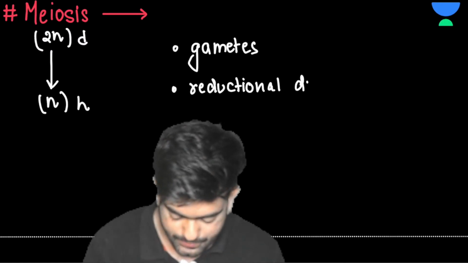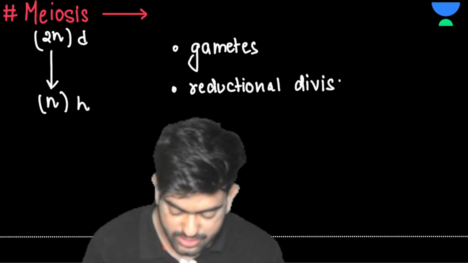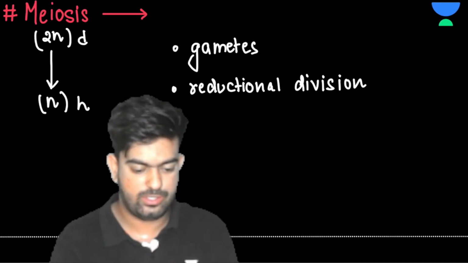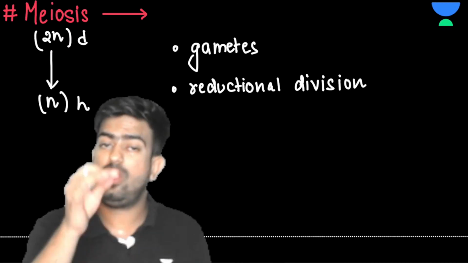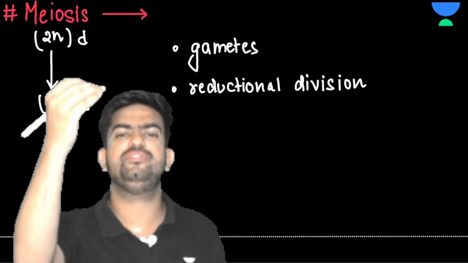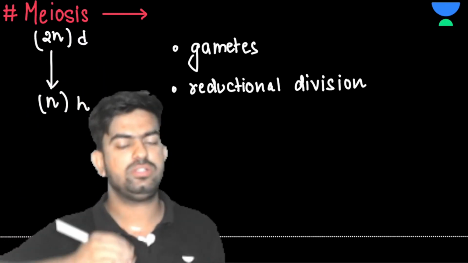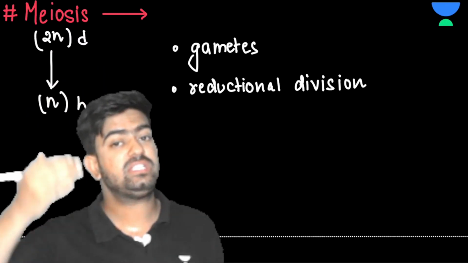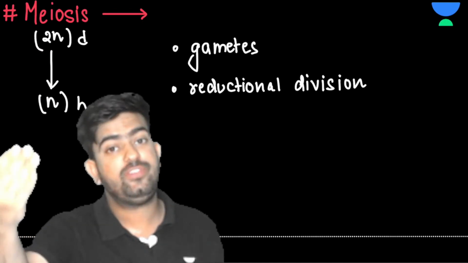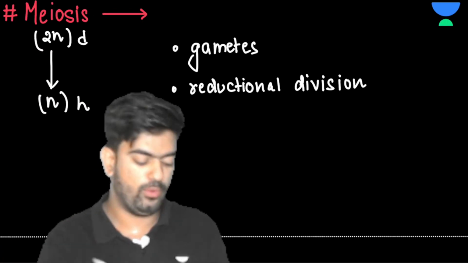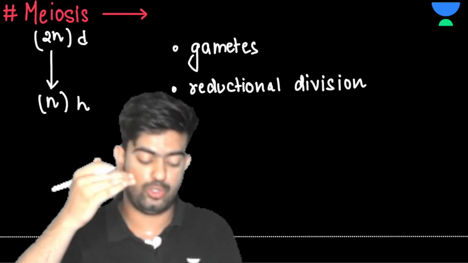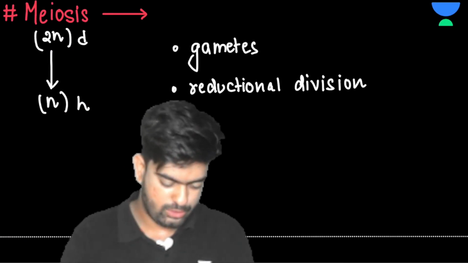Why reductional division? You understood. Because whatever the number of chromosomes, suppose it's 4n, after meiosis it will become 2n. If it is 8n, after meiosis it is going to become 4n. Clear? So the number of chromosomes will be reduced to half.